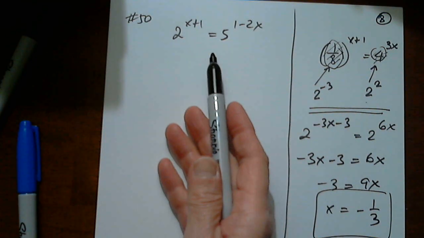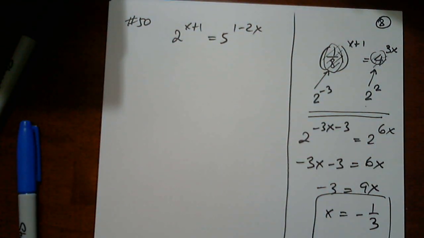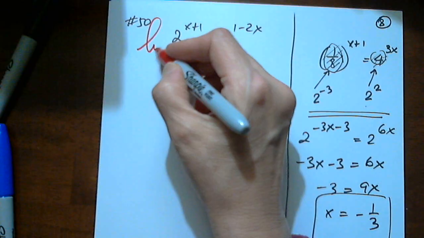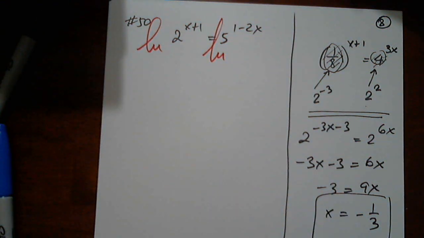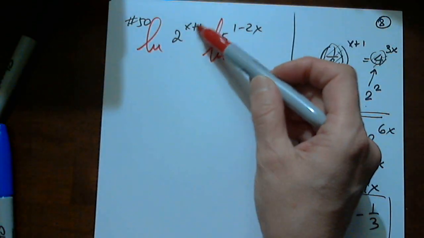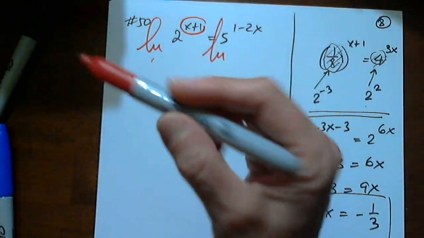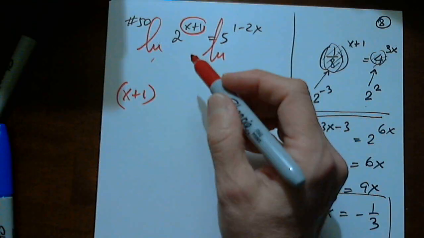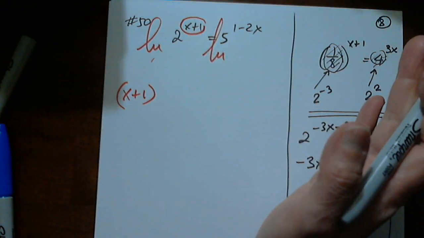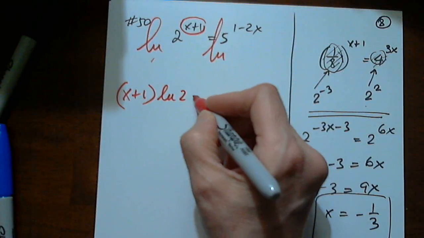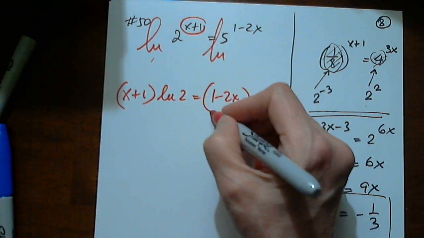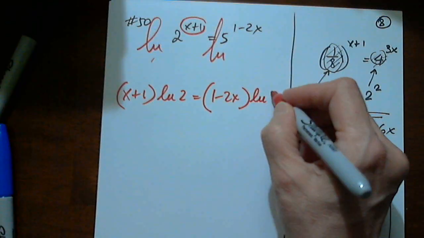But here my hands are tied. 2 and 5 can never, ever be presented with the same base. So here I have no choice. And I have to apply natural log to both sides. There is no other way. I need to apply the inverse function. What is the inverse function of an exponential? Is log. So now I have to bring this in front as a factor, meaning if you don't put parentheses, the whole thing collapses, times natural log 2. The same thing with 1 minus 2x. If you don't put parentheses, the whole thing collapses.